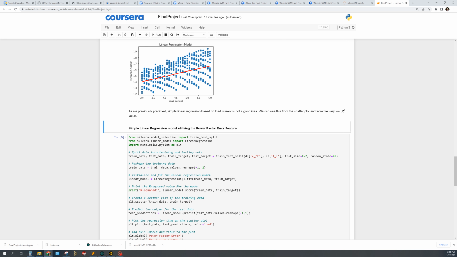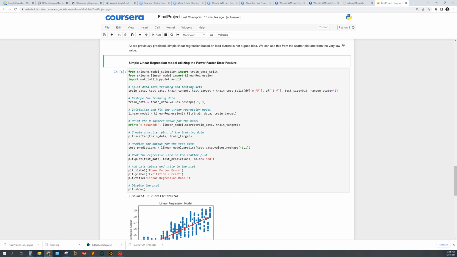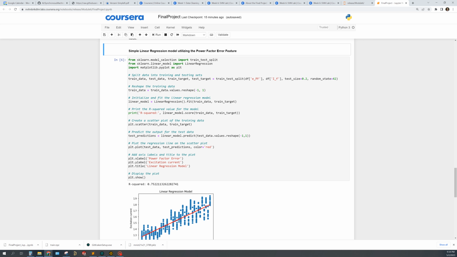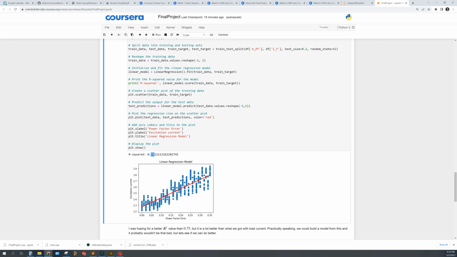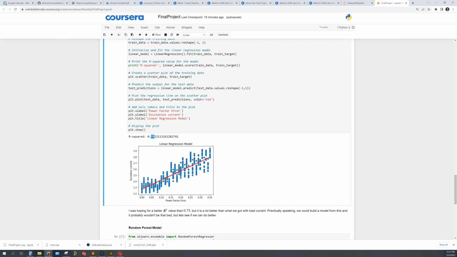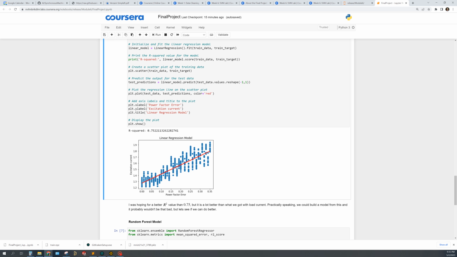Then I tried the exact same approach, simple linear regression, but this time with the other feature, the power factor error feature. That gave me a significantly better R squared, but still pretty poor. I mean, you could maybe implement that in practice, but I wouldn't. You really want something in the 90s at least, it seems. So much better, but still poor. We knew we had to keep going.